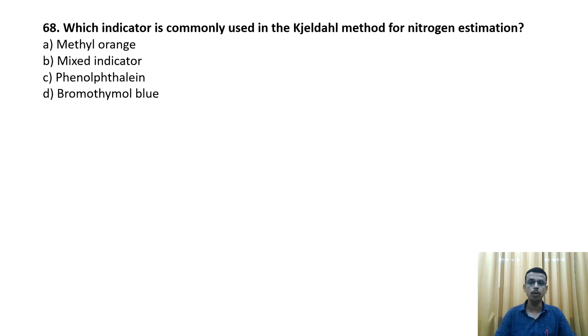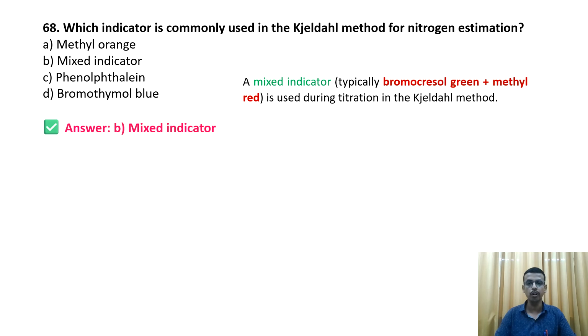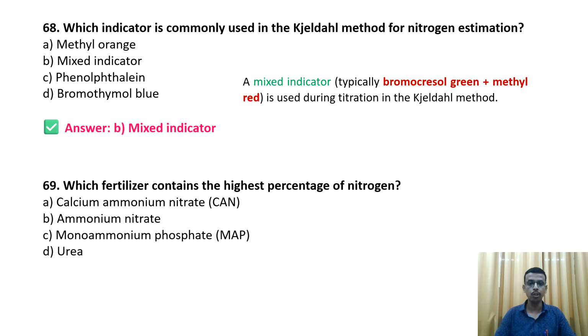Which indicator is commonly used for the Kjeldahl method of nitrogen estimation? Obviously, mixed indicator. It consists of bromocresol green and methyl red. Which fertilizer contains the highest percentage of nitrogen? The answer is here: urea.